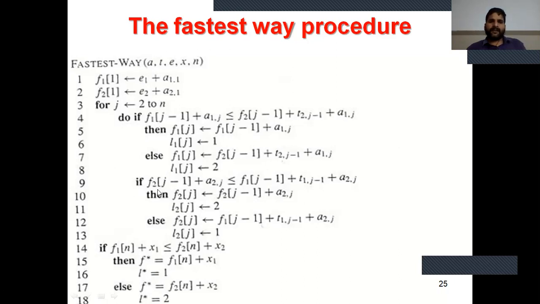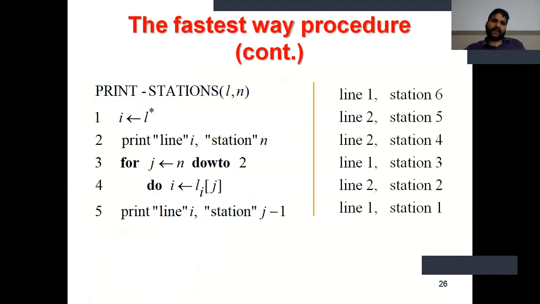Similarly, we calculate the function value: F2 j minus 1 plus A2j less than or equal to F1 j minus 1 plus T1 j minus 1 plus A2j. Then F2j is assigned the value of F2 j minus 1 plus A2j, and L2j equal to 2. Else F2j gets the other value. If F1n plus x1 is less than or equal to F2n plus x2, then F star is F1n plus x1 and L star equal to 1, else F star equal to F2n plus x2 and L star equal to 2. This is the total procedure of the fastest way algorithm.